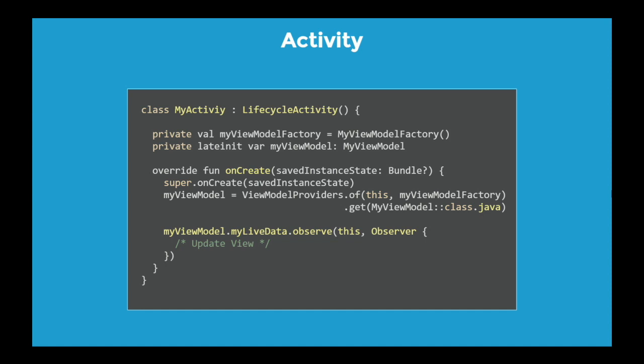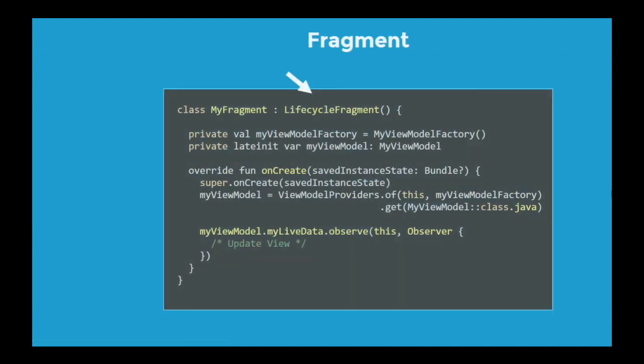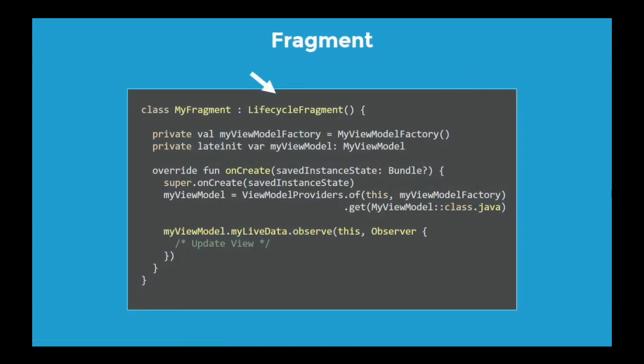And if, for example, you're not using an activity and you have fragments, the only difference is the lifecycle fragment. That's it. So your implementation across different views looks exactly the same, whether it's an activity or a fragment. It's completely consistent across a variety of views, and you don't need different implementations.